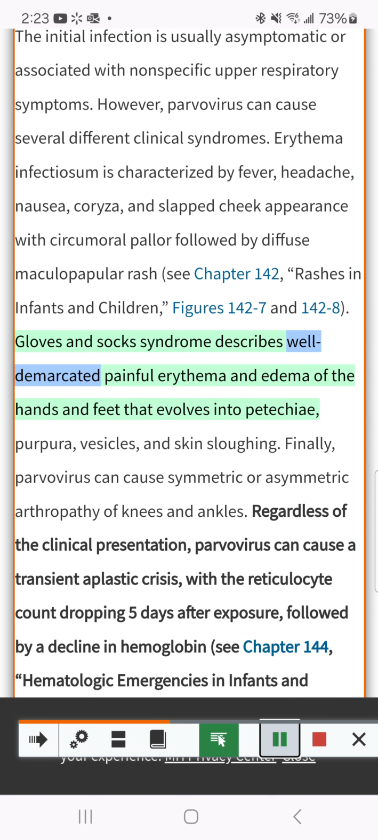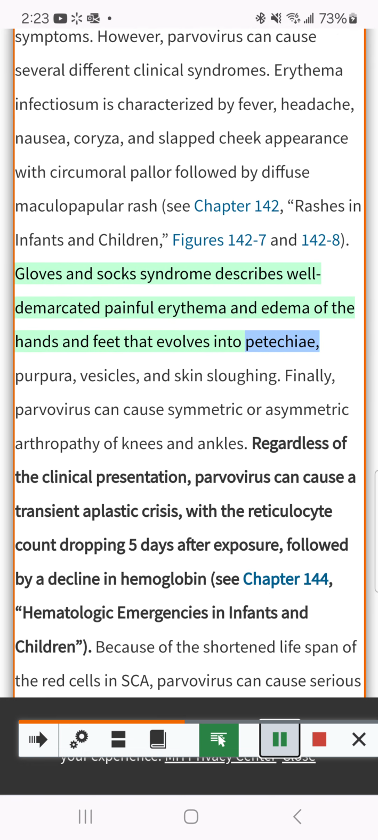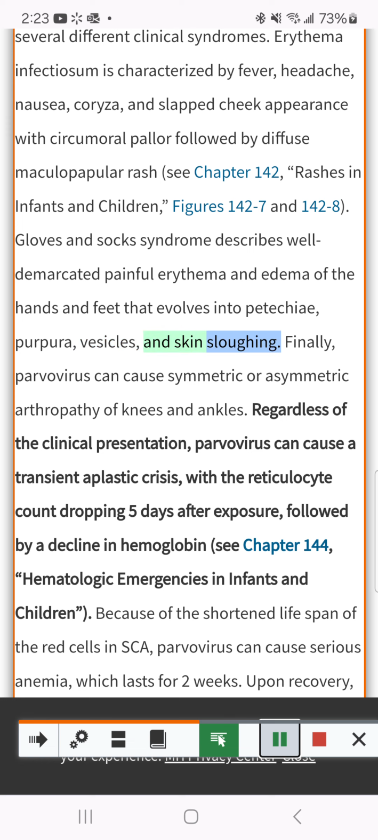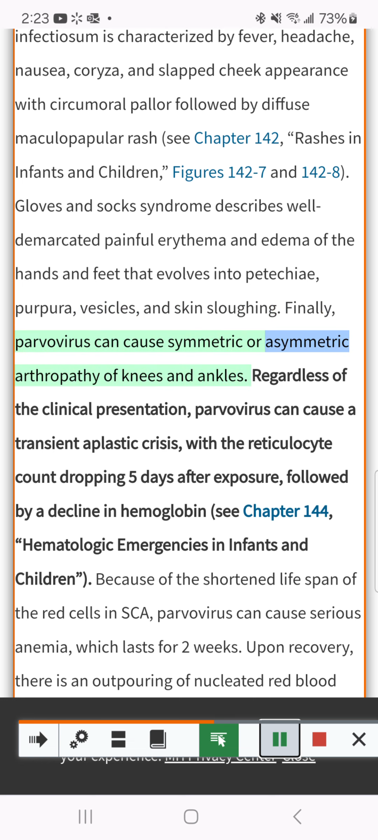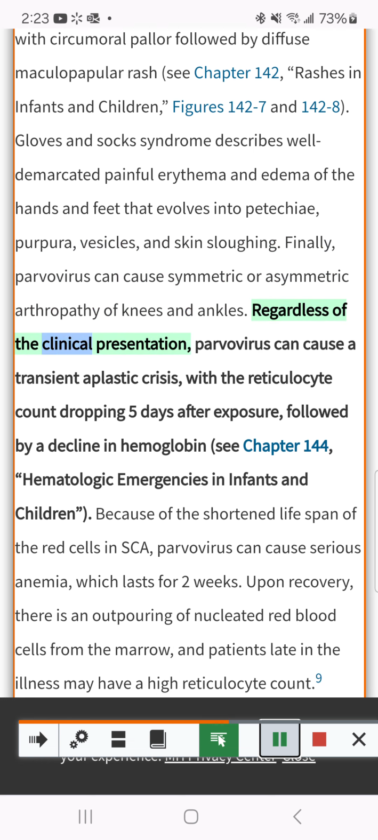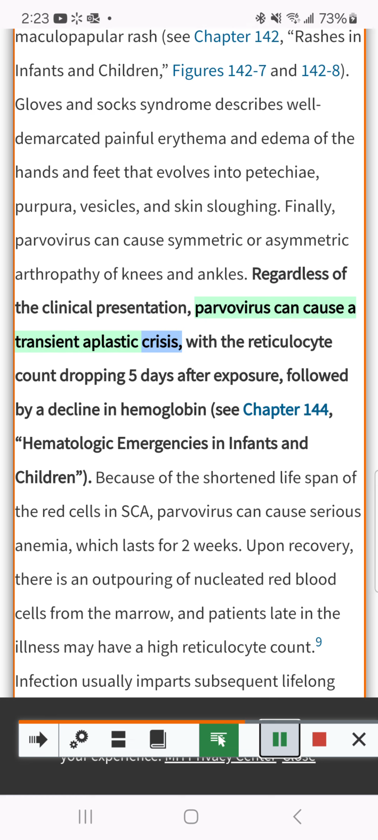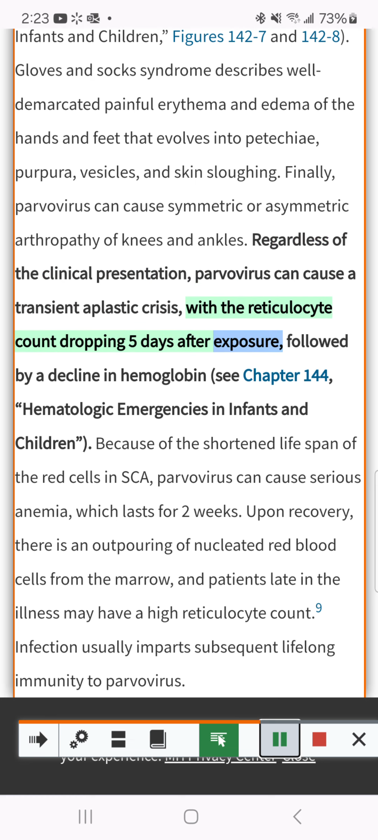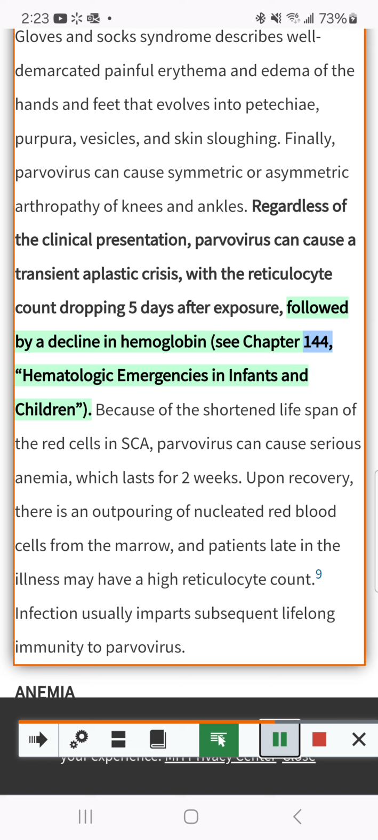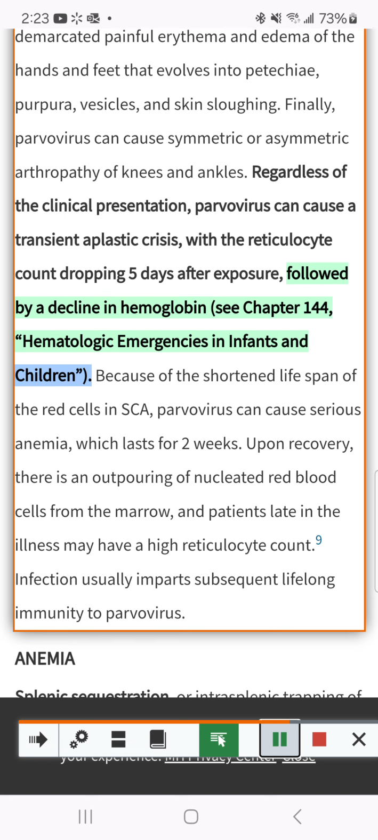Gloves and socks syndrome describes well-demarcated painful erythema and edema of the hands and feet that evolves into petechiae, purpura, vesicles, and skin sloughing. Finally, parvovirus can cause symmetric or asymmetric arthropathy of knees and ankles. Regardless of the clinical presentation, parvovirus can cause a transient aplastic crisis, with the reticulocyte count dropping 5 days after exposure, followed by a decline in hemoglobin. See chapter 144, hematologic emergencies in infants and children.